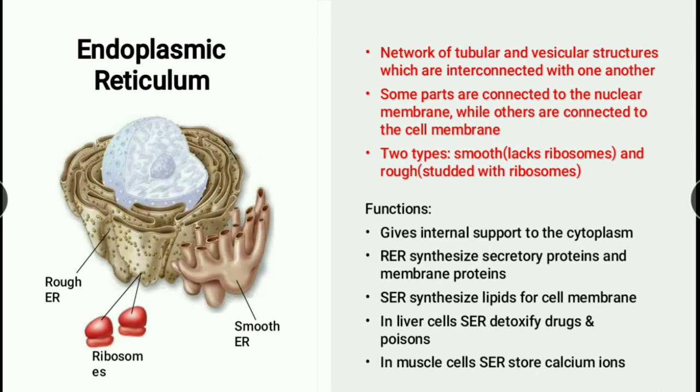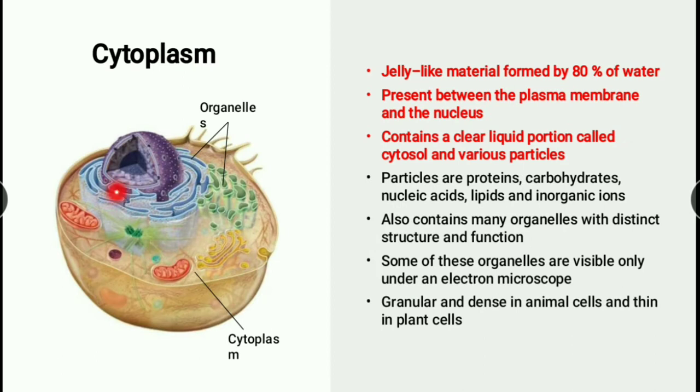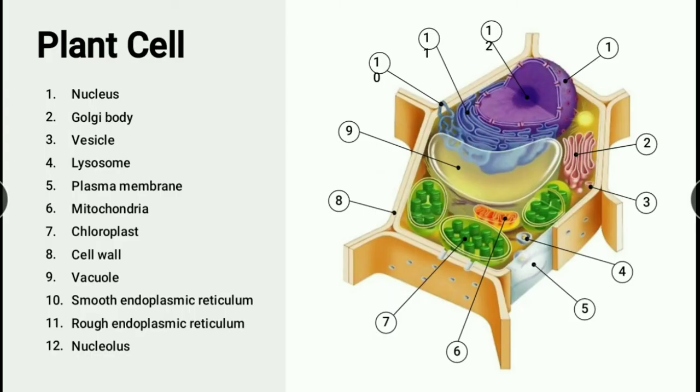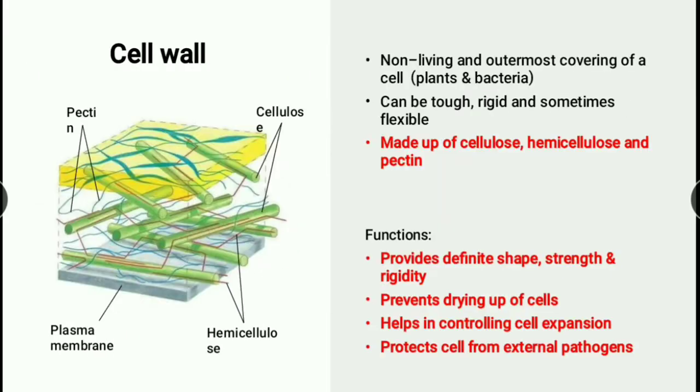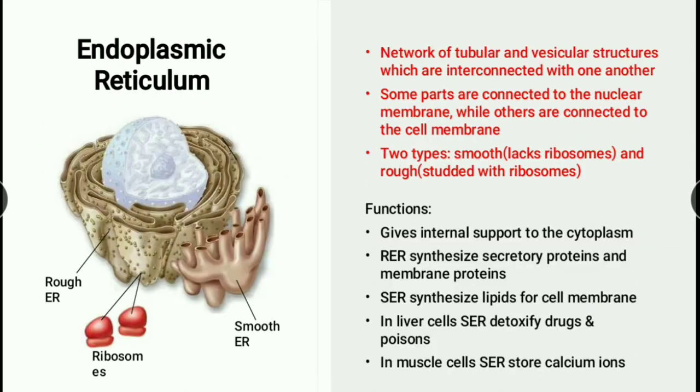Next is endoplasmic reticulum. If this is the nucleus, the endoplasmic reticulum will be surrounding the nucleus only. Understood? Can you see the endoplasmic reticulum? See, surrounding the nucleus. Here also endoplasmic reticulum. So we are going to learn about endoplasmic reticulum. There are two types of endoplasmic reticulum.